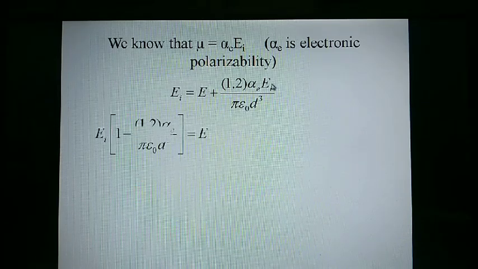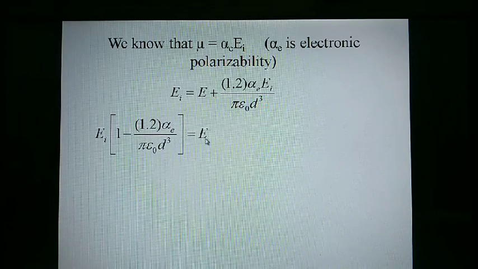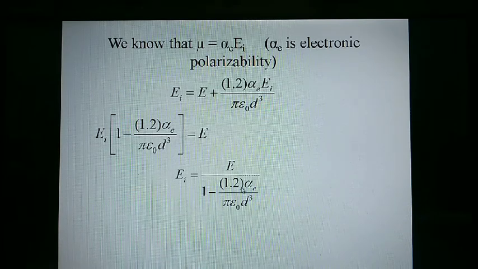So in terms of this electronic polarizability and the internal field, we write mu as alpha e into Ei. So now you have two terms, Ei and this term multiplied by Ei. So Ei is taken outside as a common term, and E is kept on the right side. On simplifying, you will get the expression for Ei, which is equal to capital E divided by 1 minus 1.2 alpha e by pi epsilon naught d cube. Hope you know that epsilon naught is the permittivity of free space.